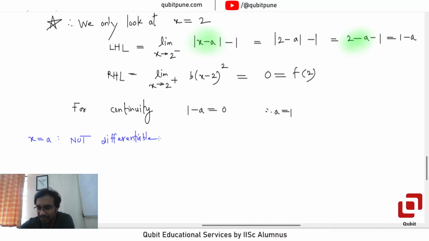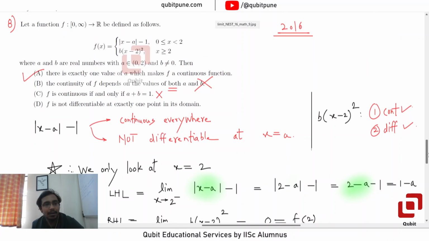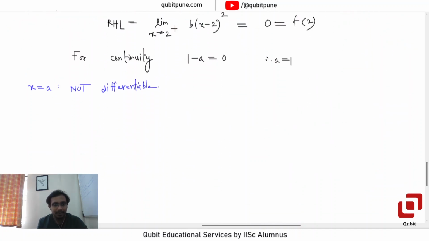Anyways, okay, let's continue. At x equal to a, it's not differentiable, right? Now, which other point should we look for? We should look at 2, because we know continuity is necessary for differentiability but never sufficient. Okay, so let's go for it now. Right hand derivative.